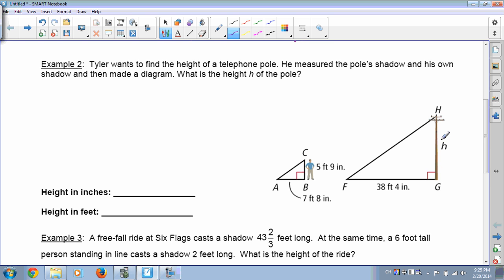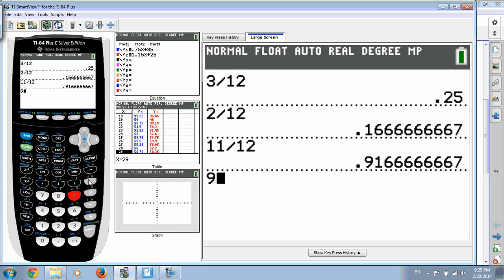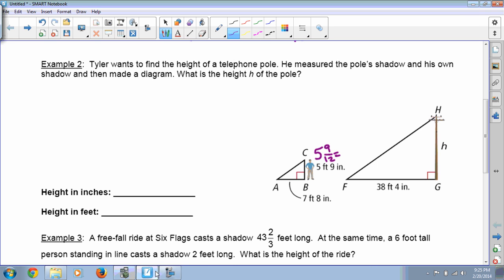So here is our telephone pole labeled with a height of h. We see that his height is 5 feet 9 inches. His shadow is 7 feet 8 inches. The telephone pole shadow is 38 feet 4 inches. So let's go ahead and convert these into decimals just like we did in the previous three problems. So 5 and 9/12. We're going to go to our calculator and figure out what is 9/12. 9 divided by 12 gives us 0.75. So 5.75 feet is his height.